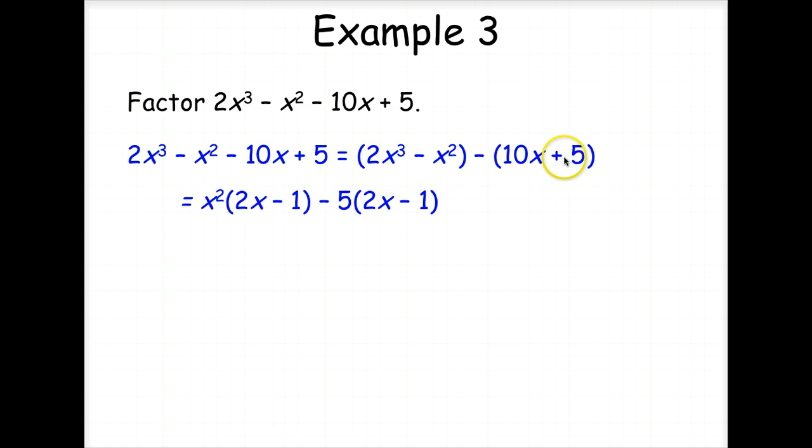So if we want this to be a minus, that means we need to pull out a negative 5. So we have 2x minus 1 in the parentheses and x squared minus 5 on the outside. So we have 2x minus 1 times x squared minus 5.